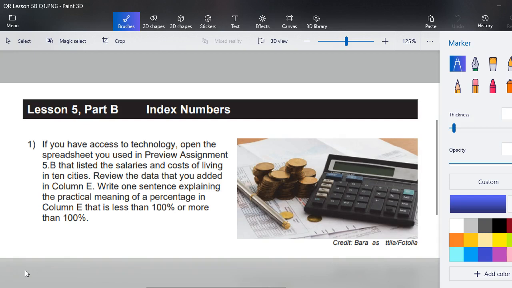A possible answer is that a percentage less than 100% means that it does cost less than average to live in that particular city. A percentage more than 100% means that it costs more. That would be way more than average to live in that city.